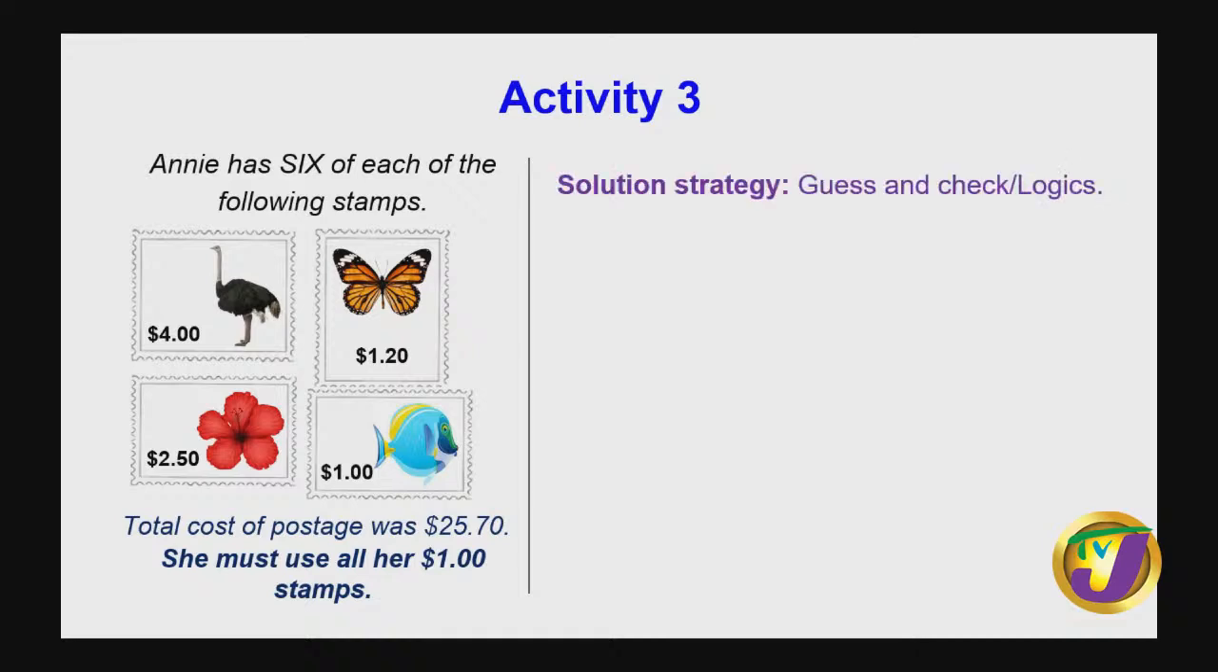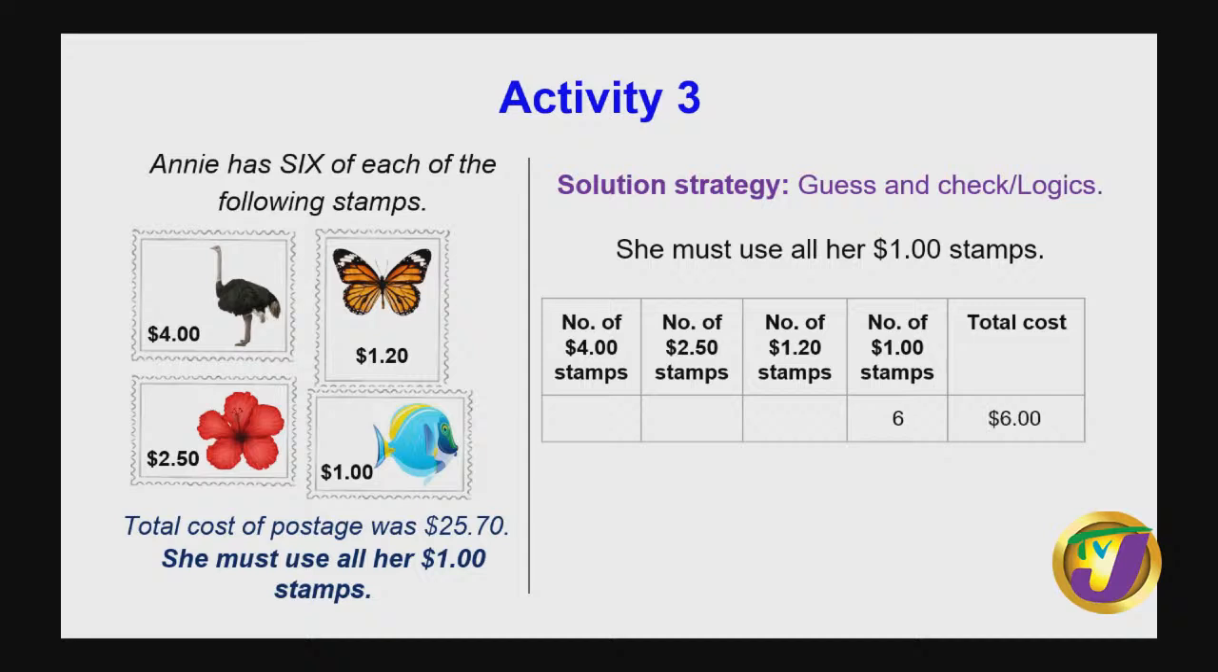We don't know the table, right? Yeah. But all our $1 stamps, we must meet that condition, which is all 6. That is all 6. And so right away we know that $6 is accounted for. There you go. All right. So we need to now figure out what's happening here.